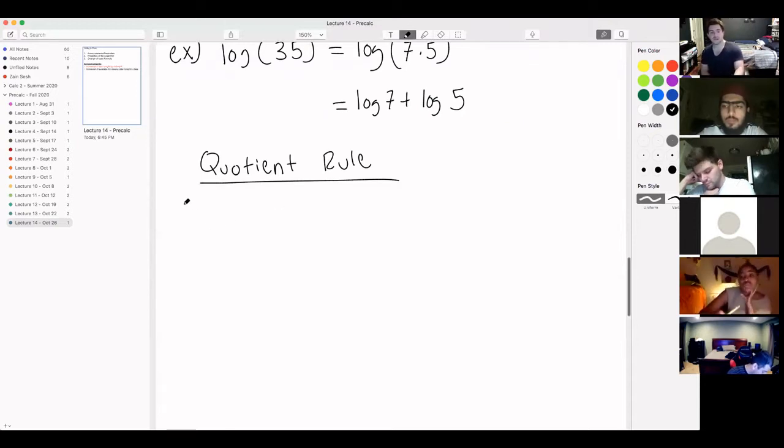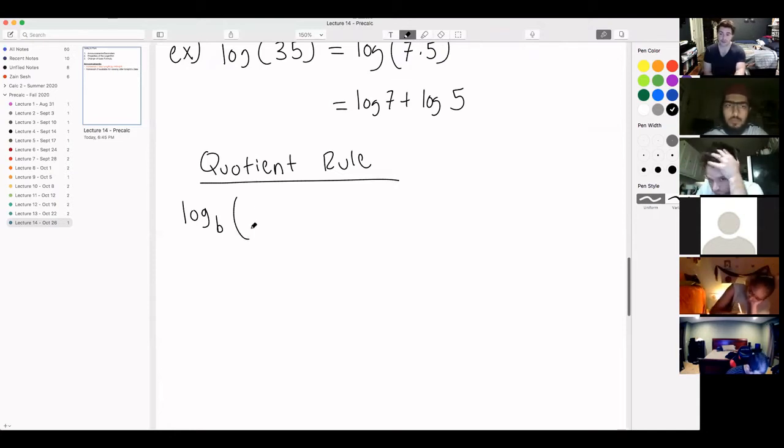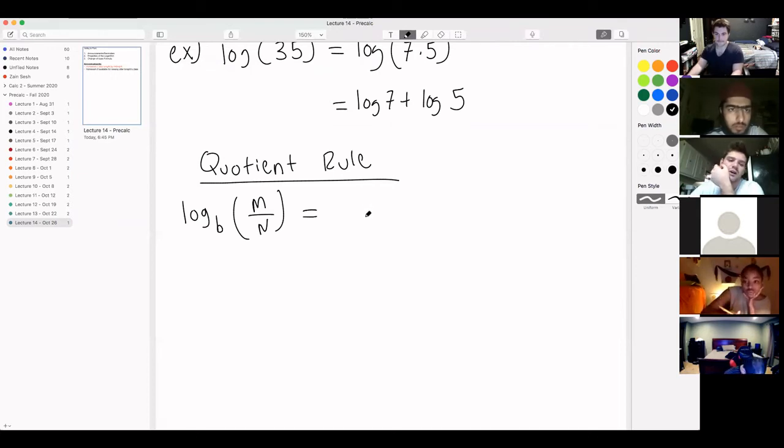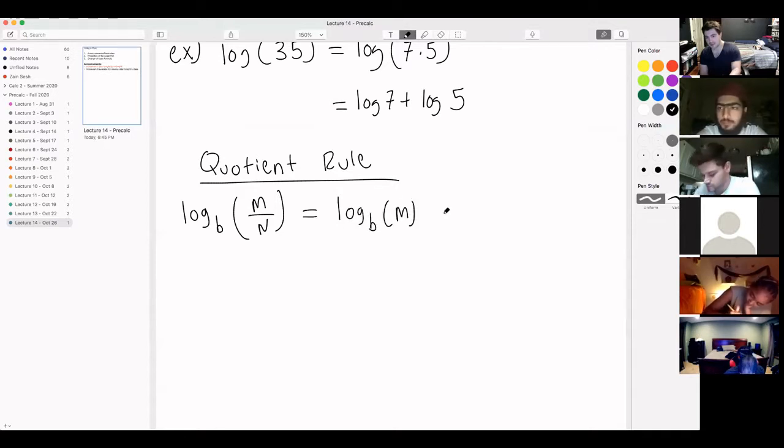So what does the quotient rule tell us? Log base b, the input ought to be a fraction, a quotient, so m over n. What is this going to equal? Does anyone want to take a guess, or does anyone know? It would be log m minus log n. Excellent, that is exactly it. Now this splits up as subtraction. This will be log base b of m minus log base b of n. Very good.